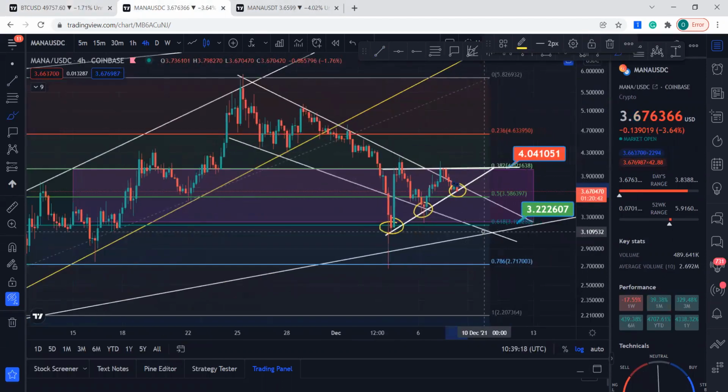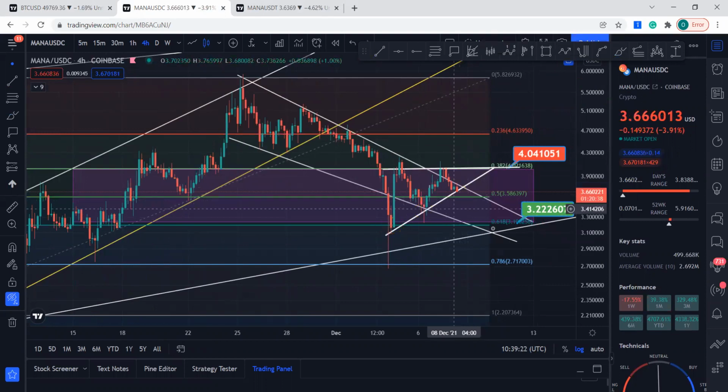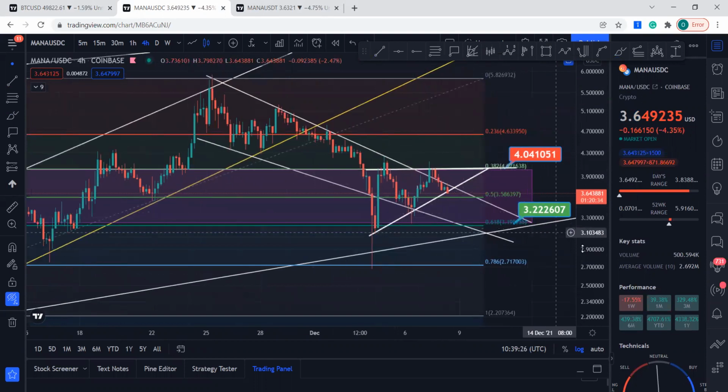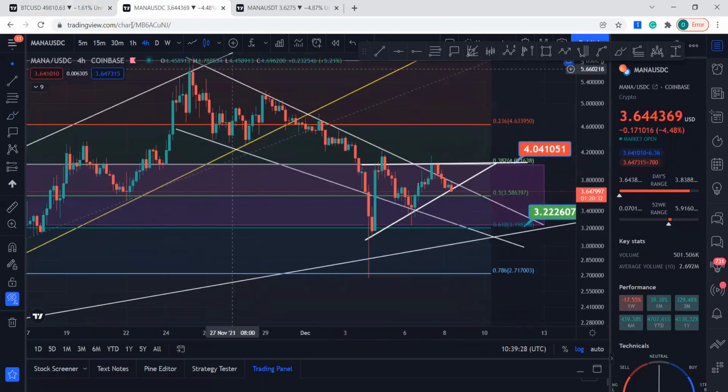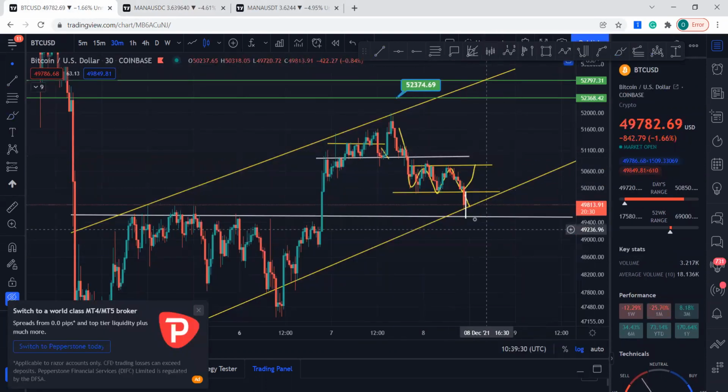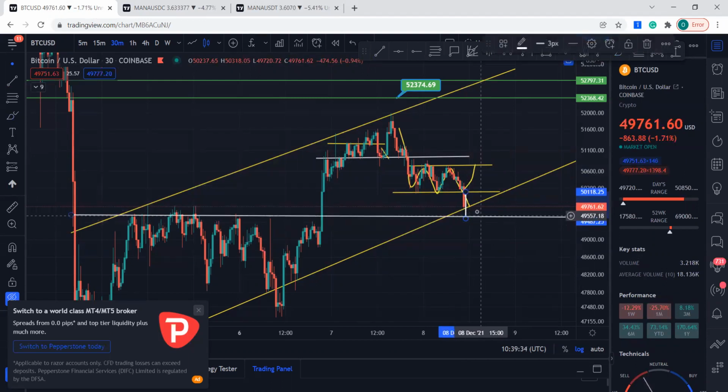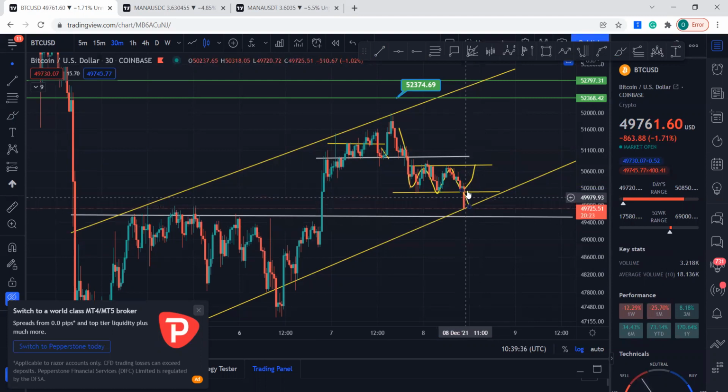Now let's see. Okay, so just keep an eye. You can see it's coming down now, because Bitcoin broke that level. Exactly. That's good. It happened now, so I can show it to you. You can see it's coming down.